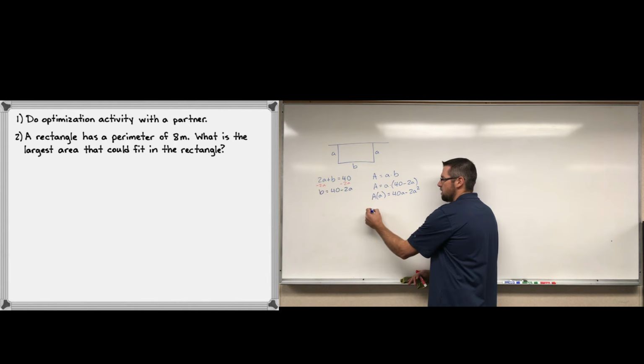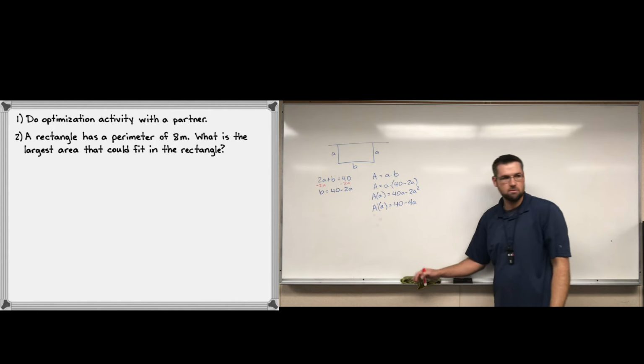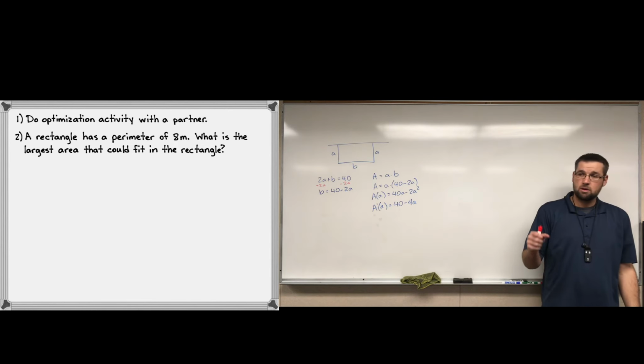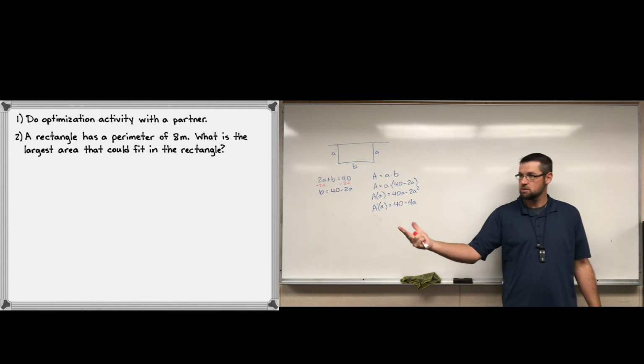So what's the derivative of area? A prime of A, little a. What's the derivative of 40A? 40. What's the derivative of that? Minus 4A. You guys okay with that? Now, remember, in order to find relative extrema or absolute extrema, you have to consider all possible critical points, right? What are the critical points? Endpoints, when the derivative doesn't exist, and when the derivative is 0.